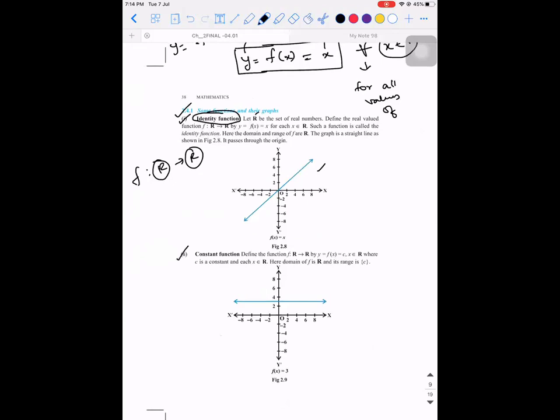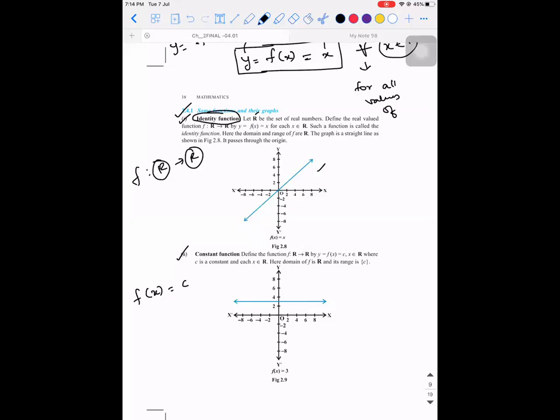Second is a constant function. If I'm able to define a function f of x is equal to c, then this type of a function is what is called a constant function. The meaning of this is, whatever is the value of x I'm going to substitute, the value of y is always a constant.